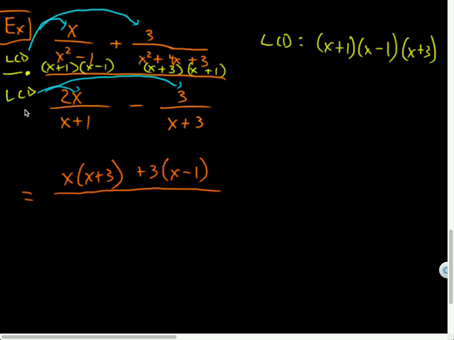All right, down on the bottom here. Ooh, it's going to be interesting. When I multiply this, what cancels out? The x plus 1. So I'm left with 2x times, I'm going to have x minus 1 and x plus 3. Yikes. And then when I multiply this, the x plus 3's cancel out, and I'm left with negative 3 times x plus 1 times x minus 1.